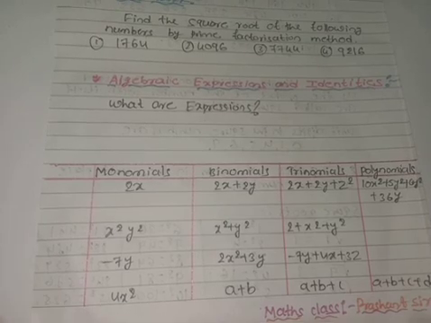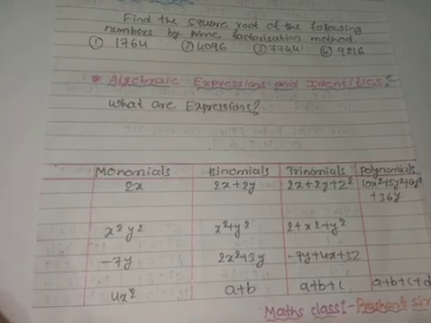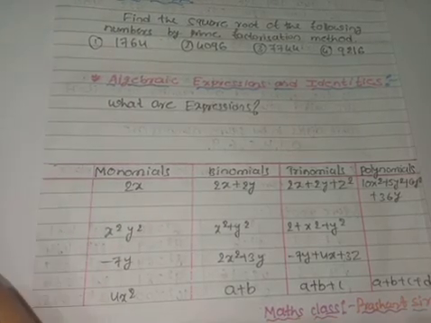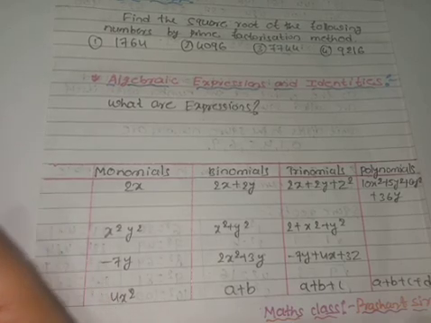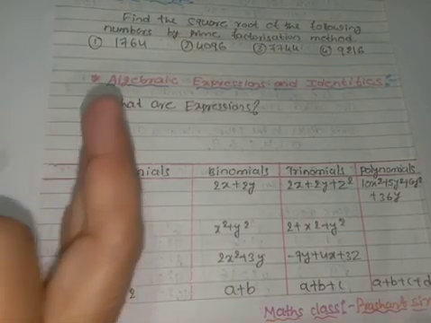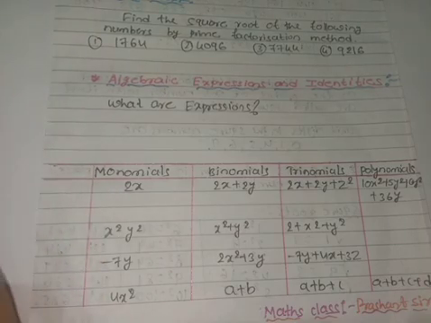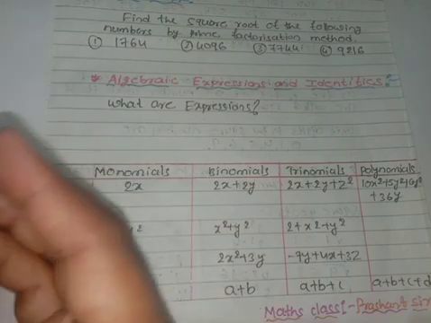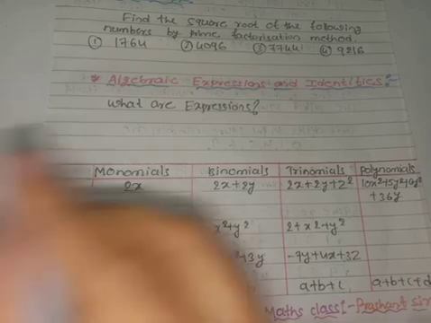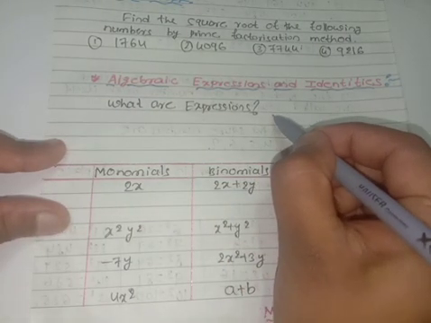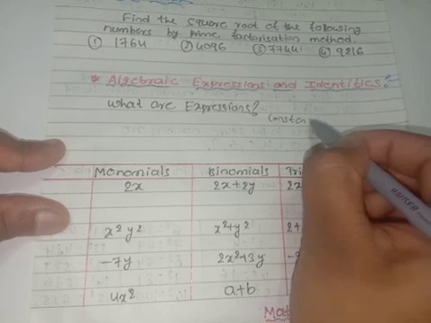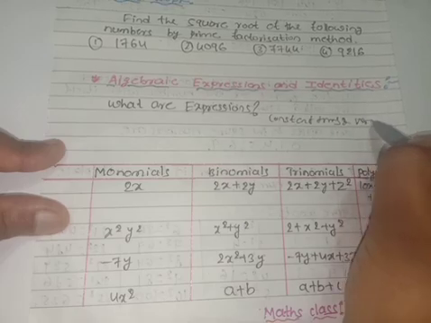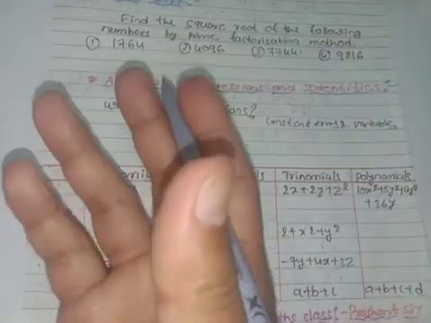Now the next concept is algebraic expressions and identities. Yes. Students, tell me what are expressions or algebraic expressions. See, not a human expression or not our expressions here. It is a mathematical expression or algebraic expression. So expressions or algebraic expressions are combinations of what? Constant terms and variables. We simply call it an algebraic expression.